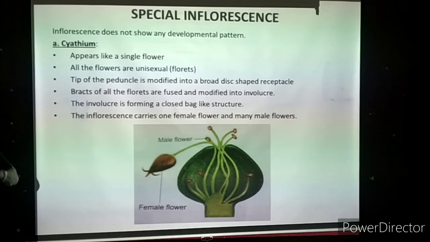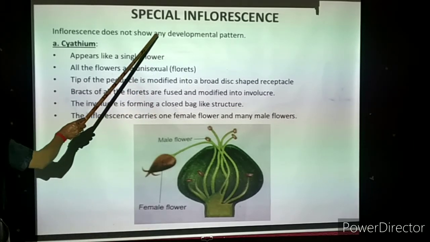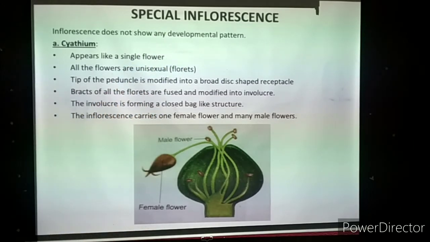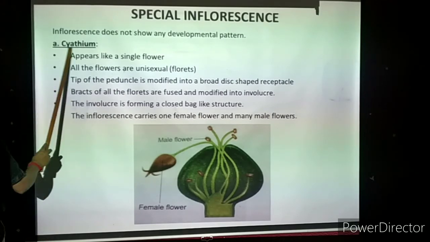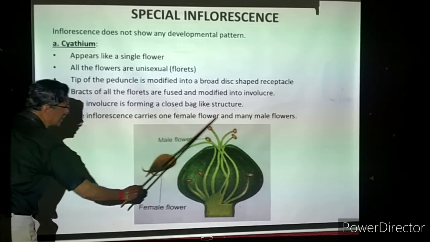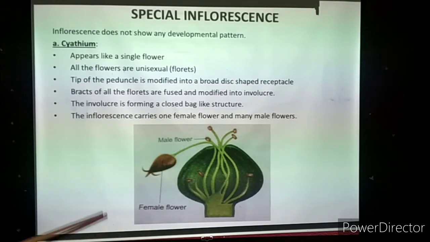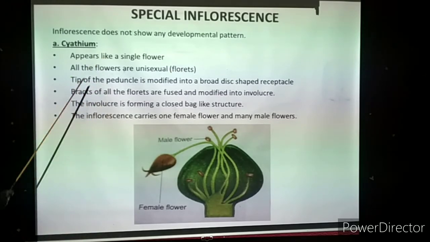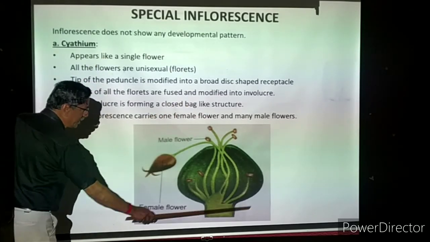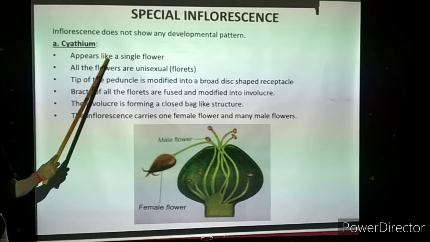Cymose is having its own pattern of growth, but it is not having any proper developmental pattern. Example, Cyathium. Now this is the best example for Cyathium. Okay. Now in the Cyathium inflorescence, what are the characters? It is an inflorescence. Many flowers will be present in this. Appears like a single flower.